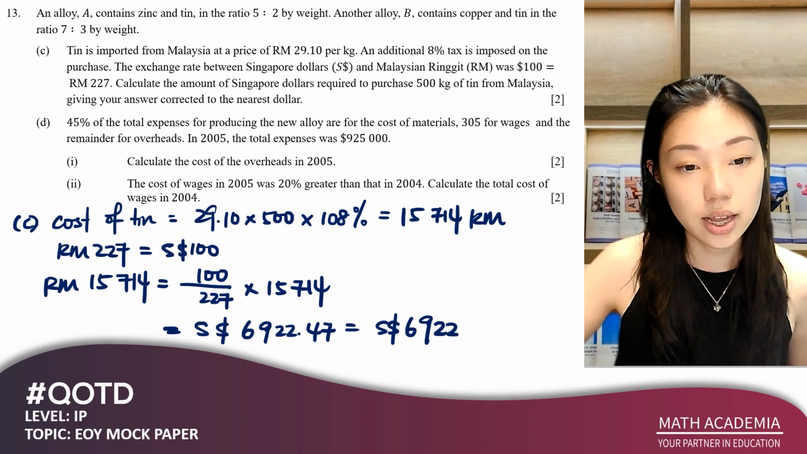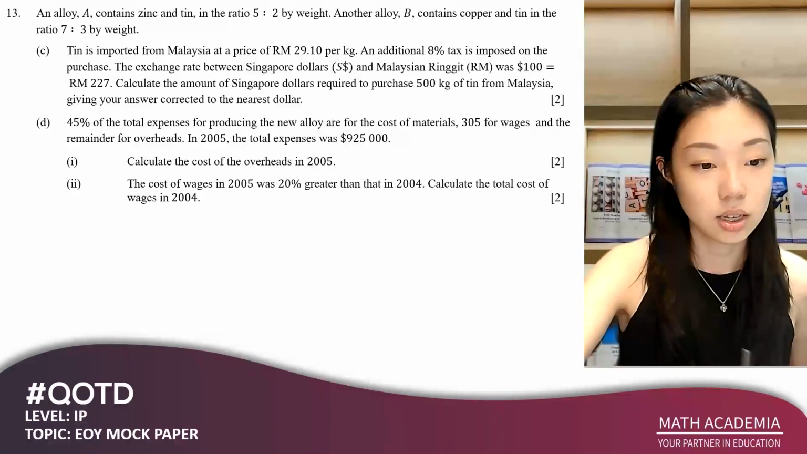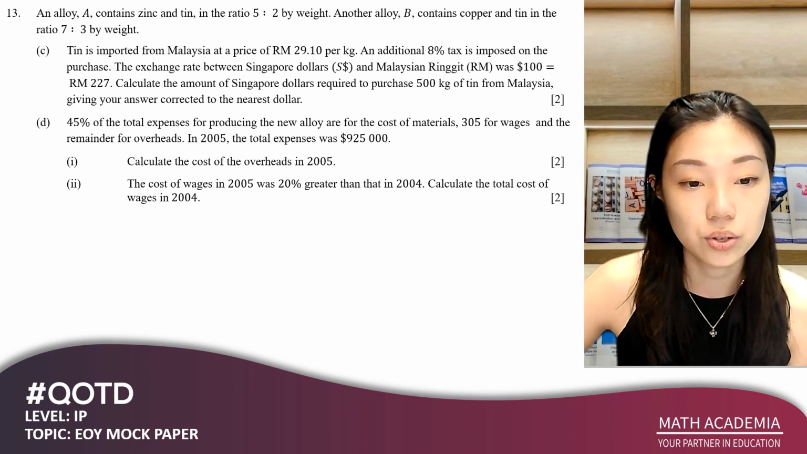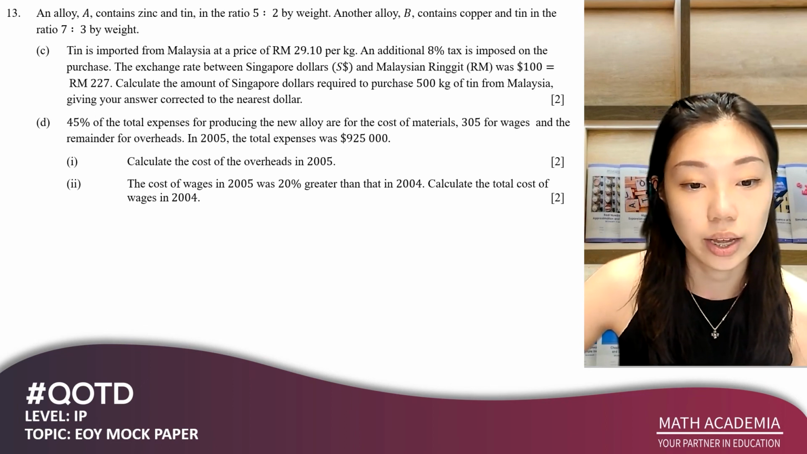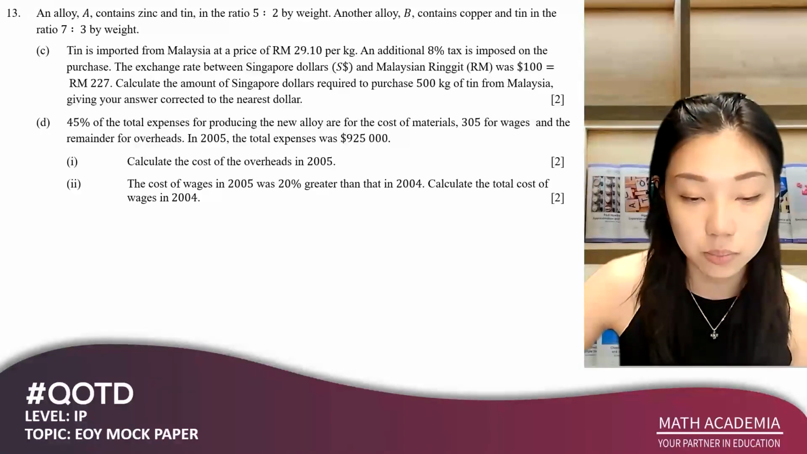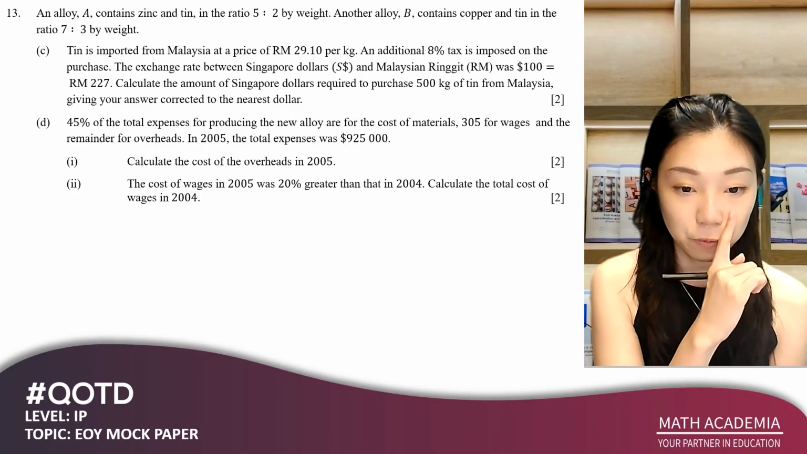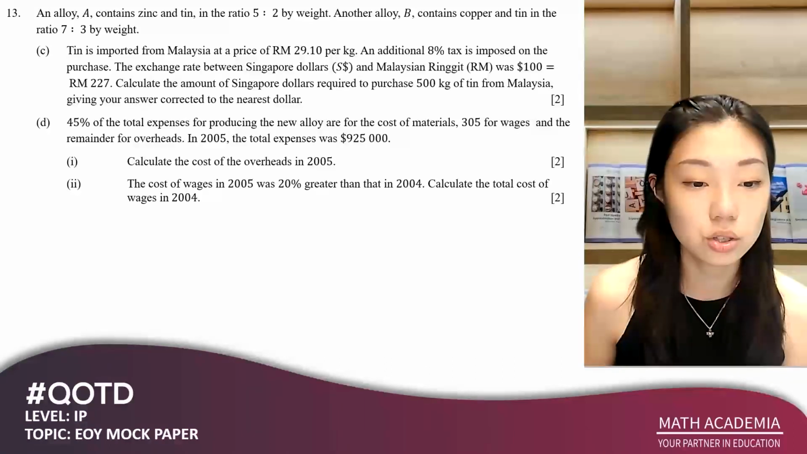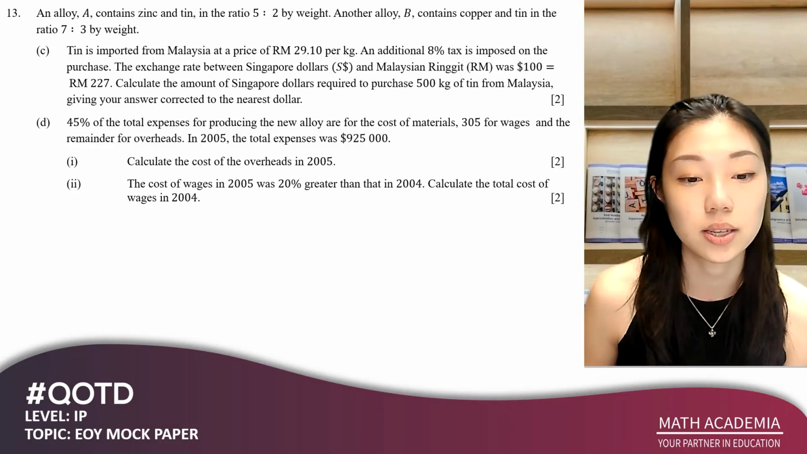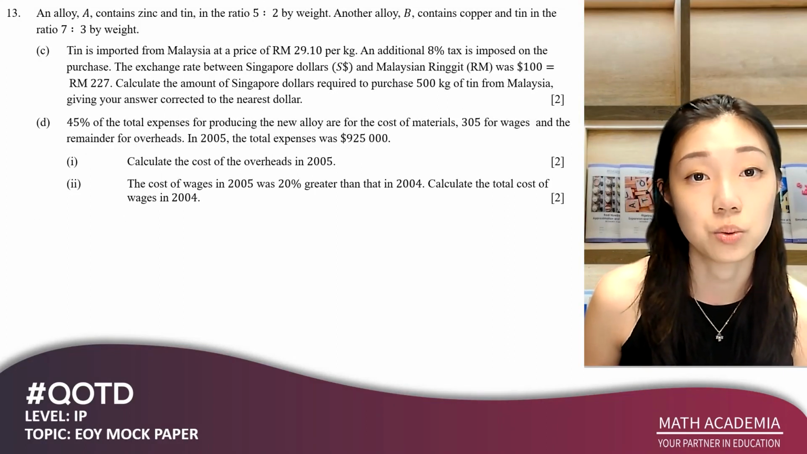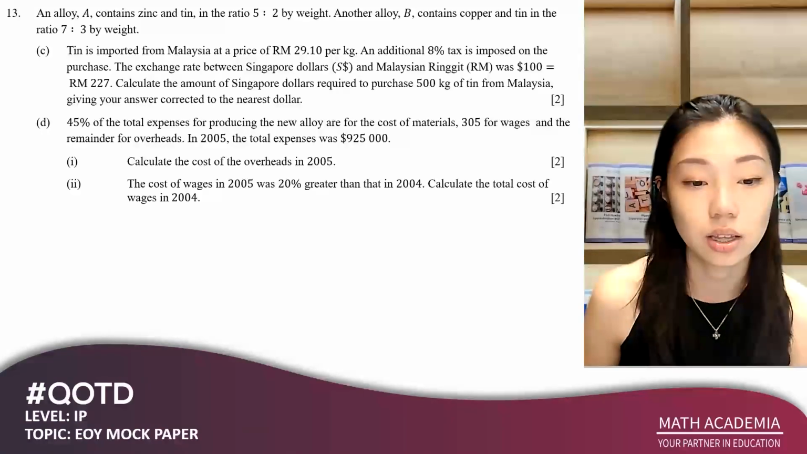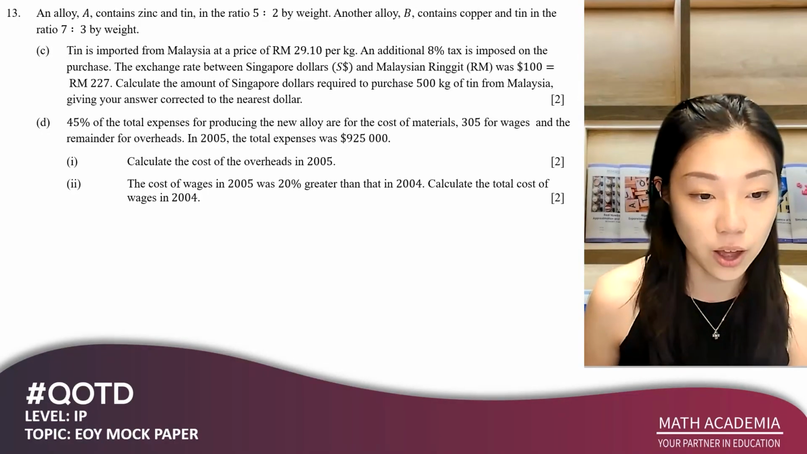Alright, then let's look at part D. 45% of the total expenses for producing the new alloy are for the cost of materials, 30% for wages, and the remainder for overheads. So in 2005, the total expenses was $925,000. Calculate the cost of overheads in 2005.